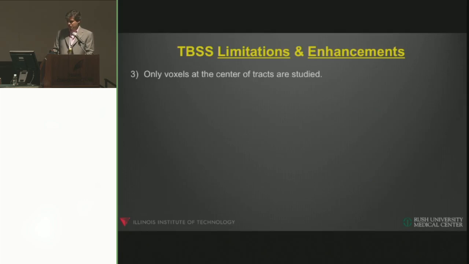Now, another limitation is that only voxels at the center of tracts are studied. So if you're looking for some abnormality that is happening outside of the center of a tract, you're not going to find any significant differences. You're not going to see a significant effect. The other problem is that a lesion that may happen at the center of a tract may affect the values at the center of the tract, and that may force TBSS to project onto the skeleton values that are not sitting at the center of the tract. So in the end, you're going to be comparing center of tracts with some other tissue sitting somewhere else.